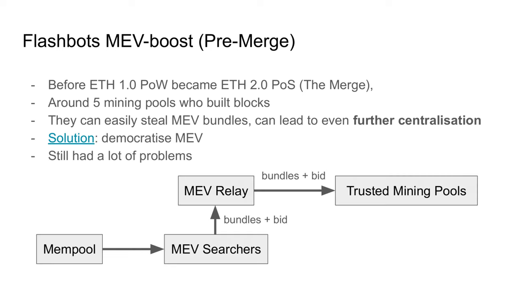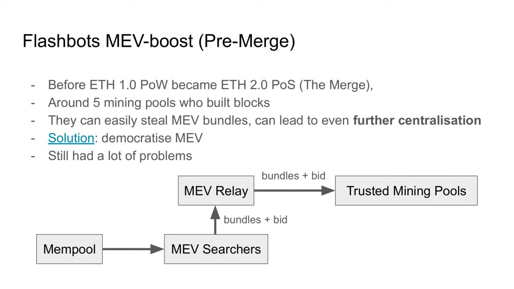So the solution was to democratize MEV by adding this relay. So the idea is that the relay, which is run by Flashbots, would have a list of trusted mining pools, and the mining pools will be like, okay, we promise we don't steal your MEV, right? Then the MEV searchers will send the MEV transactions to this MEV relay, and the relay will forward it to them, and the MEV searchers can incentivize the mining pools to run their bundles by including a bit of extra tip, right?